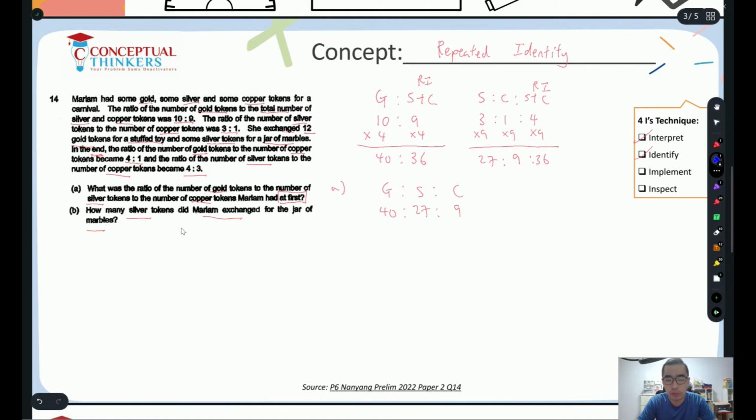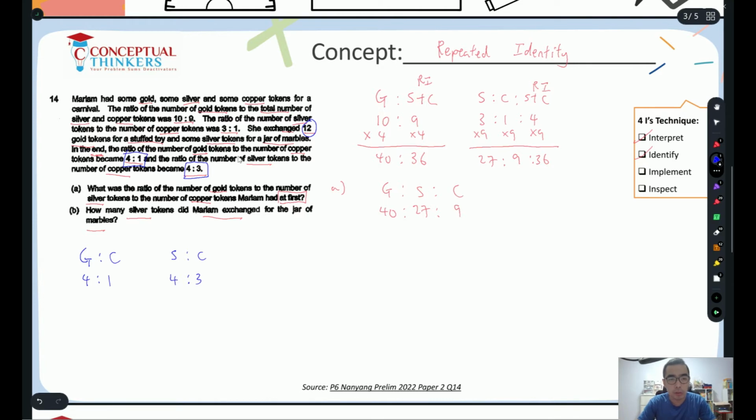Now there's a bit more information that I haven't mentioned yet. We haven't touched on these 12 gold tokens, and also the ratio of gold to copper in the end, which is 4:1. So let's list it down. We have gold against copper, so we're going to have 4:1. Then they also mentioned silver tokens against copper, that will be 4:3. So we have silver and copper, so this will be 4:3.